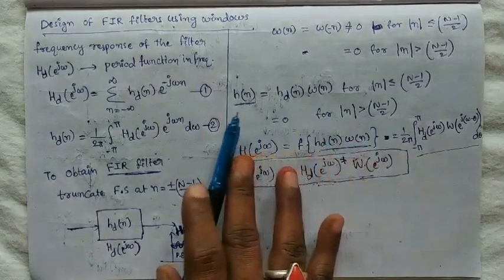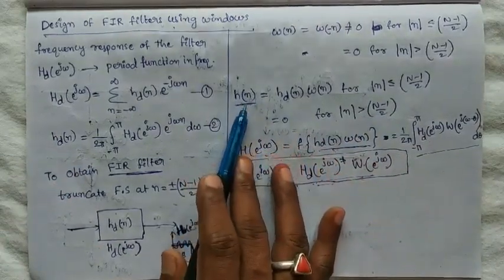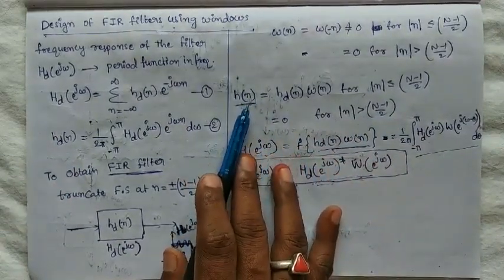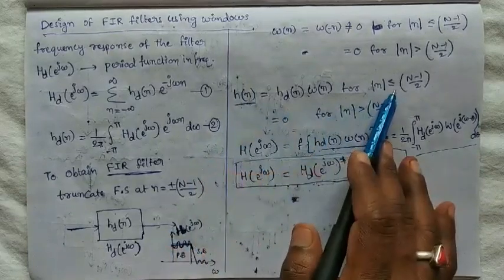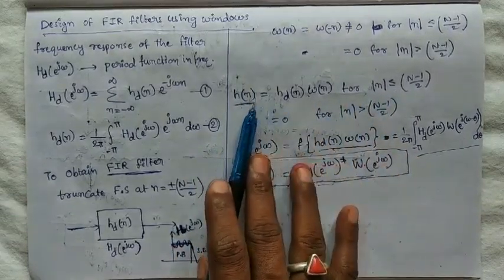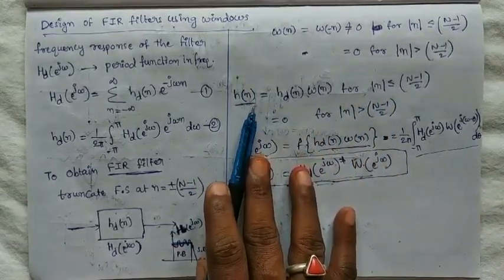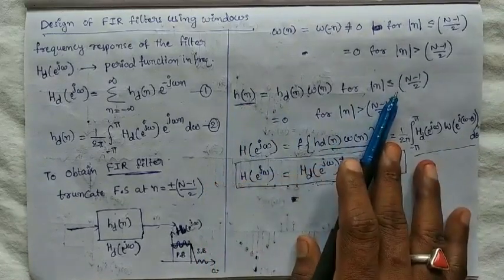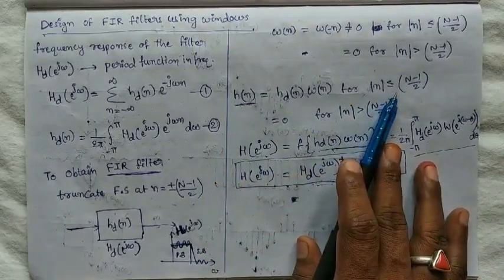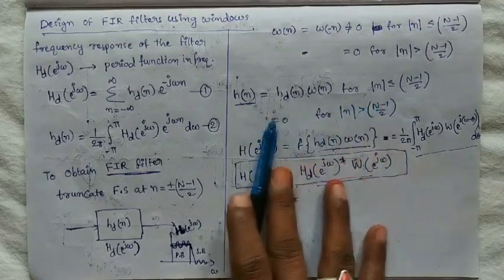Now this H of n is a non-causal, finite duration sequence. It is defined from minus capital N minus 1 by 2 to capital N minus 1 by 2, and the remaining values are 0.